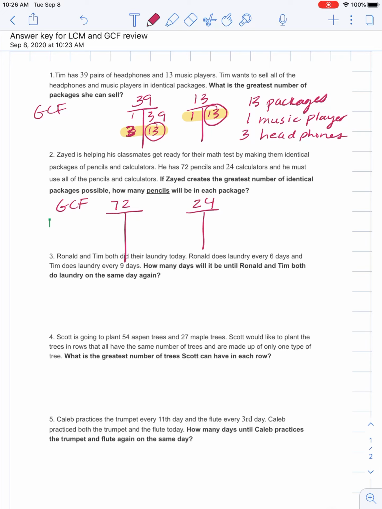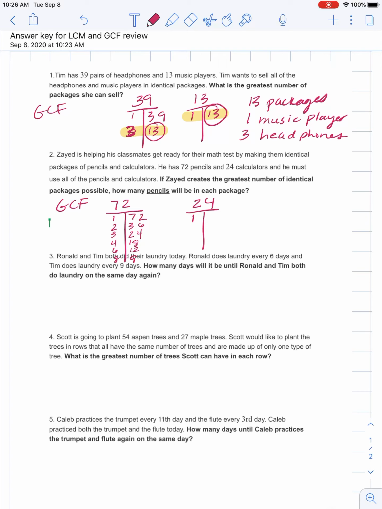So first, let's figure out how many packages he can make. That's going to be our greatest common factor, right? So 1 and 72, 2 and 36, 3 and 24, 4 and 18, 6 and 12, and then 8 and 9. Whew, that's a lot of factors.